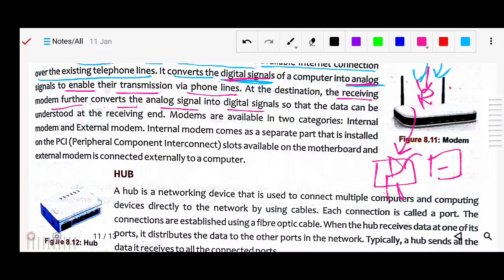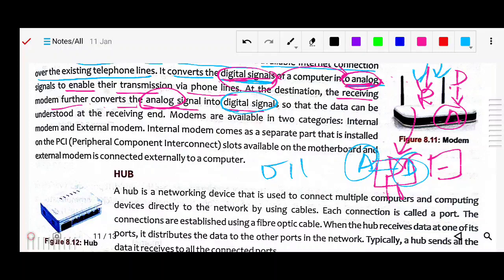First it is digital to analog. This analog was sent from here and reached here. Now this analog will change to digital, because as we know the digital signal consists of 0 1 0 1, only binary, and our computer understands only a combination of 0 and 1.